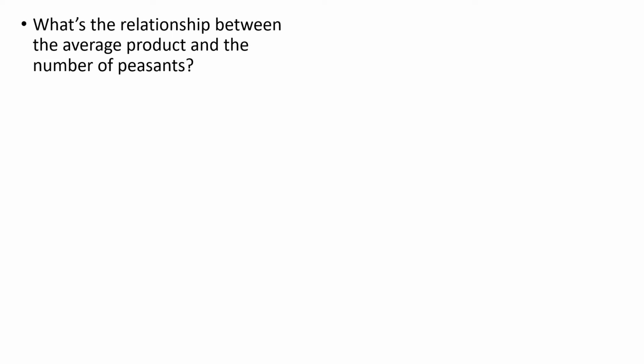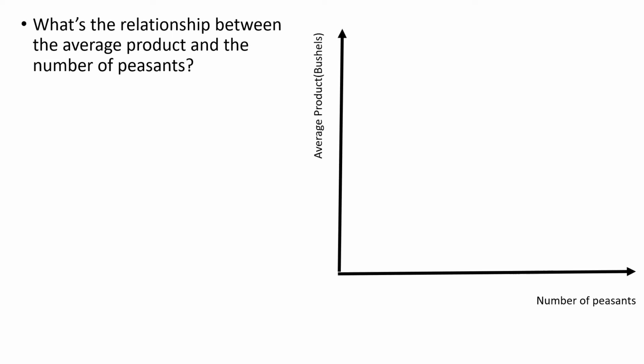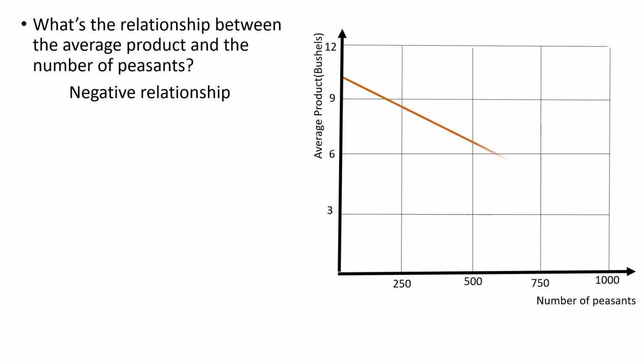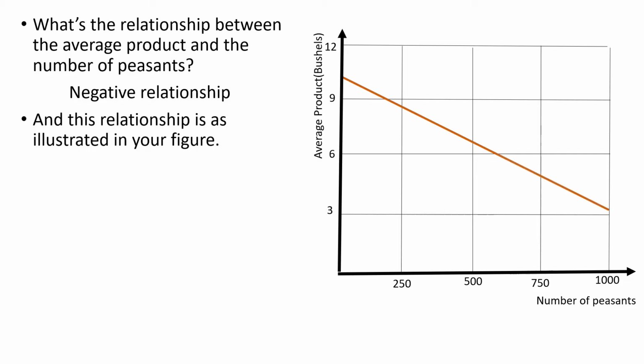An interesting question one would ask is, what is the relationship between the average product and the number of peasants? Graphing the average product against number of peasants, we would have a negative relationship, and that negative relationship comes from the fact that as the number of peasants increases, the average product was reducing until the value of 1000 peasants. So when we graph those values that we found before, we would have a graph that would look like that, as illustrated in the graph.